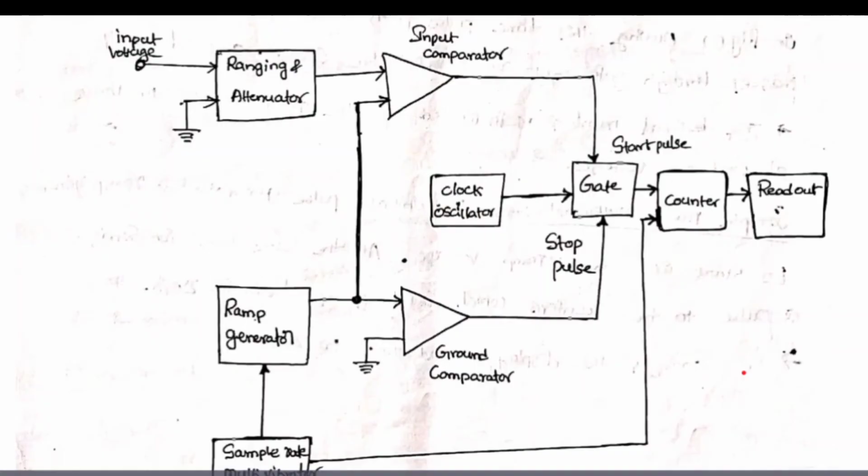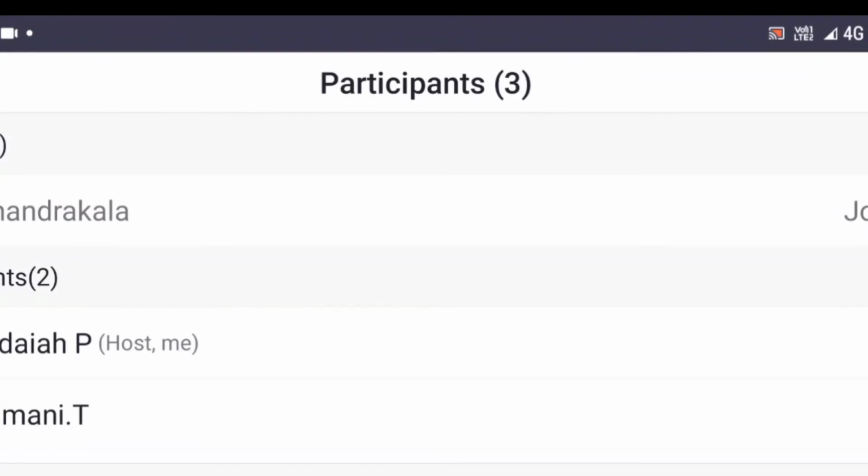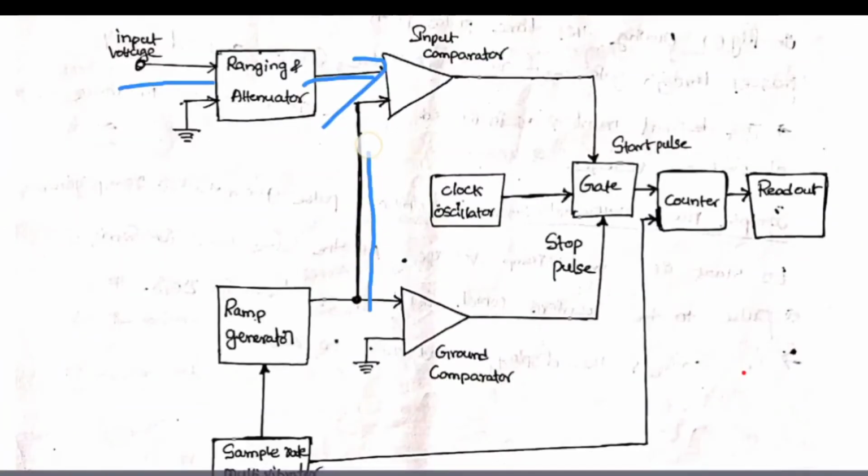In the ramp type DVM, whatever signal we give as input, it attenuates. After that, it is fed to the input comparator. For the input comparator, another input is from the ramp generator. The ramp voltage is set as the other input. The multivibrator produces ramp voltages. That is the ramp generator, multivibrator and ground comparator.